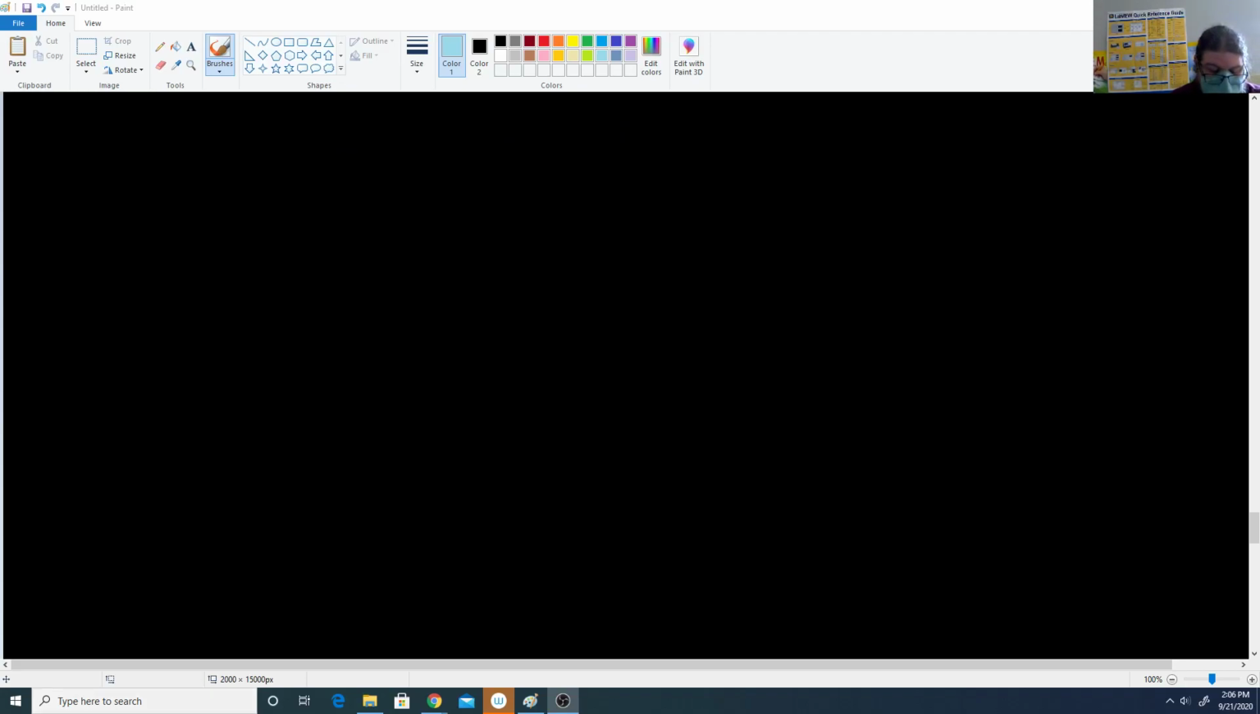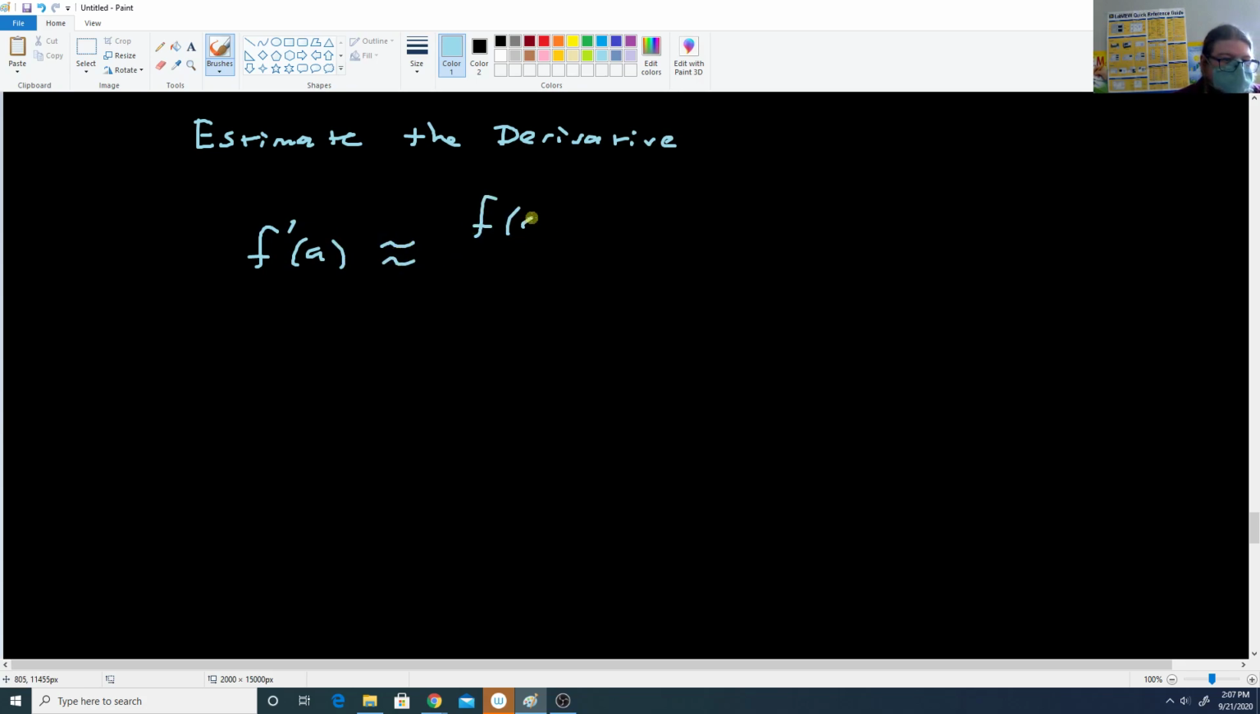So we're going to wrap up, getting close to wrapping the section up. We've got two more things from here. We want to estimate the derivative. So if you want to estimate the derivative, we could say f prime of a is about equal to f of a plus h minus f of a, all over h, for small values of h. So that's if h is small.